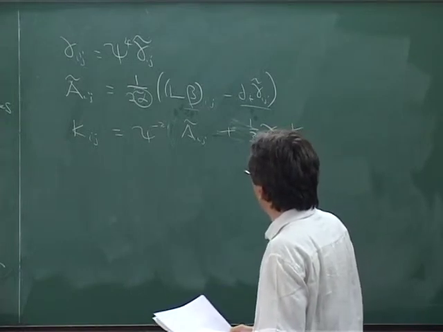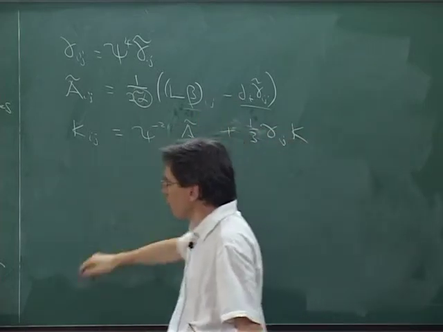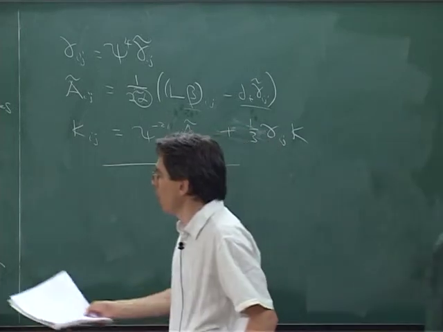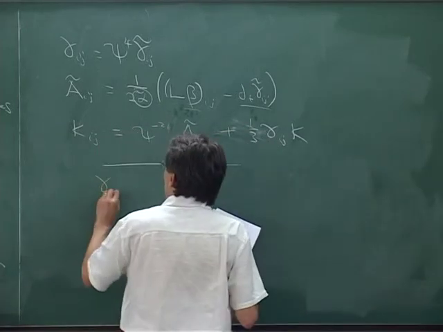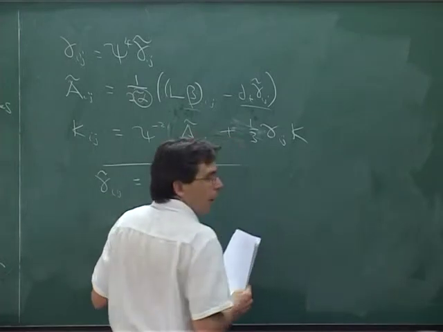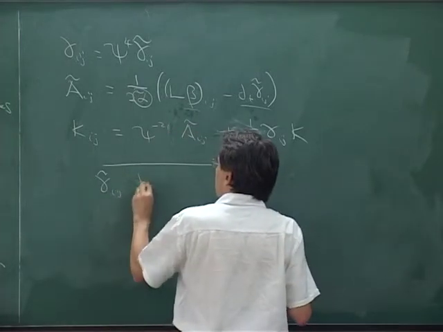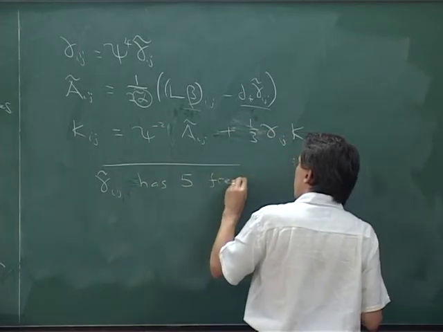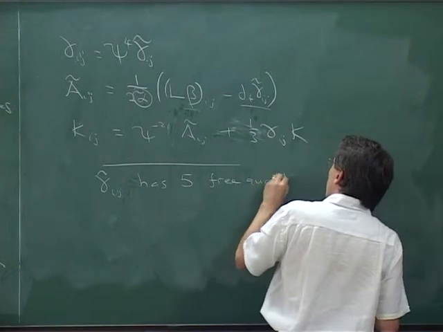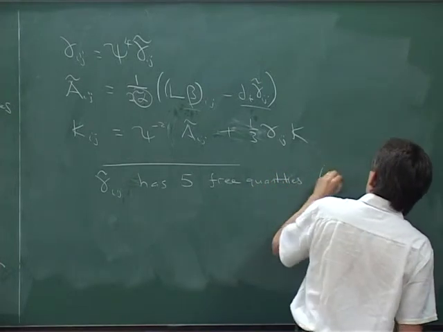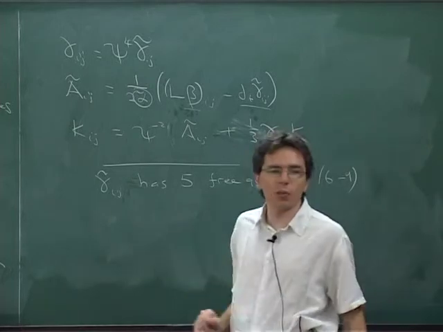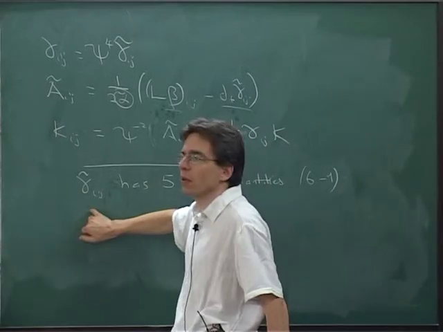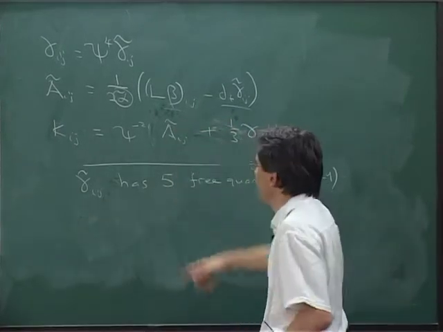I think so. Okay, anyway, once you've solved, this is the general setup, and if you look at the counting of this, gamma ij has 5 free quantities, which is essentially 6 minus 1, right? Gamma ij looks like it has 6 quantities, but you've actually pulled out the determinant in this construction, and so you actually only have 5.